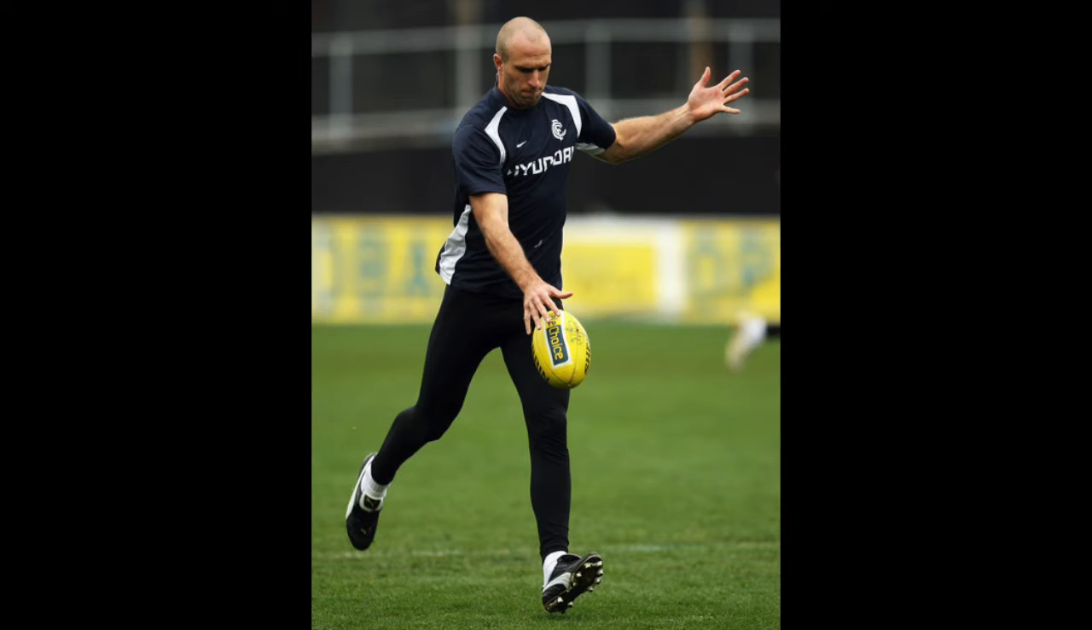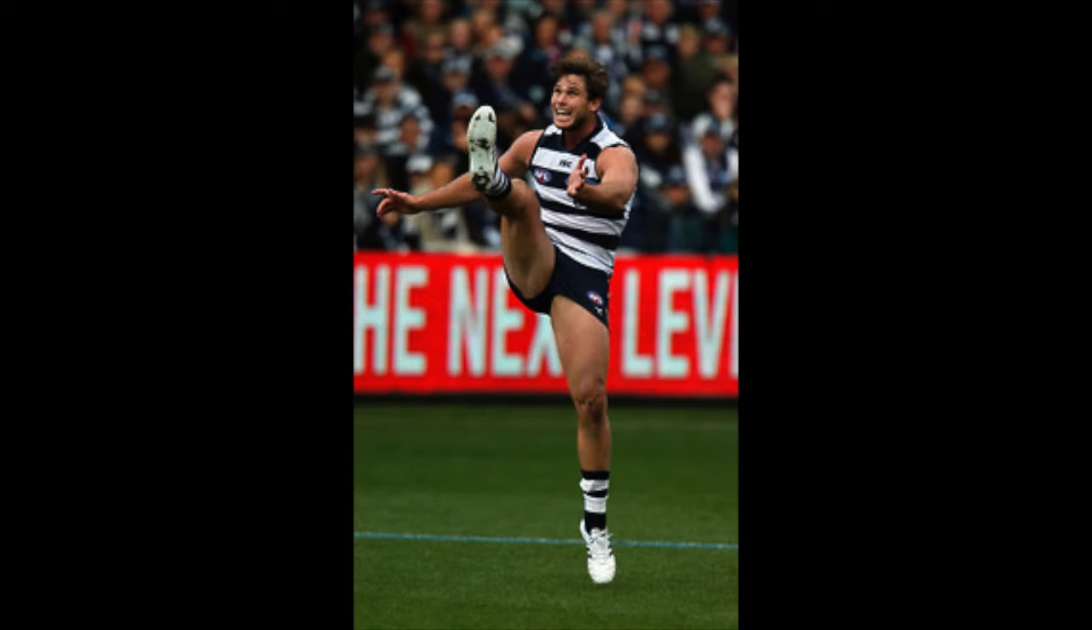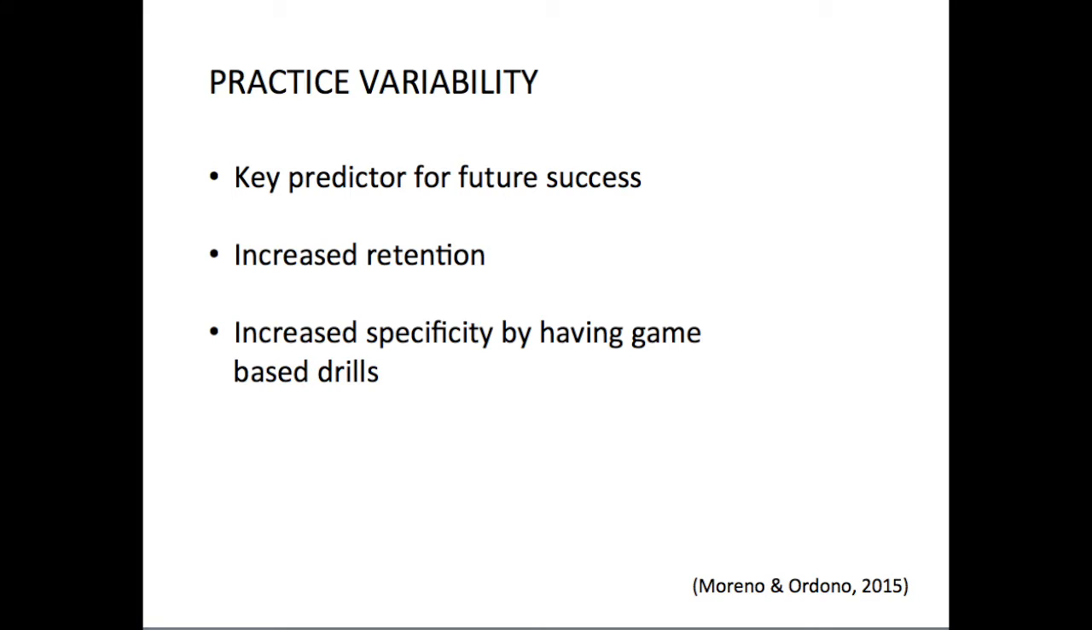The execution phase involves backswing of the striking leg, ball guide, as shown here by Chris Judd from the Carlton Football Club, contact of the ball, the foot position, and body position. The final phase of the drop punt is the follow through. This phase involves the striking leg following through as much as possible, as shown here by Tom Hawkins from the Geelong Football Club.